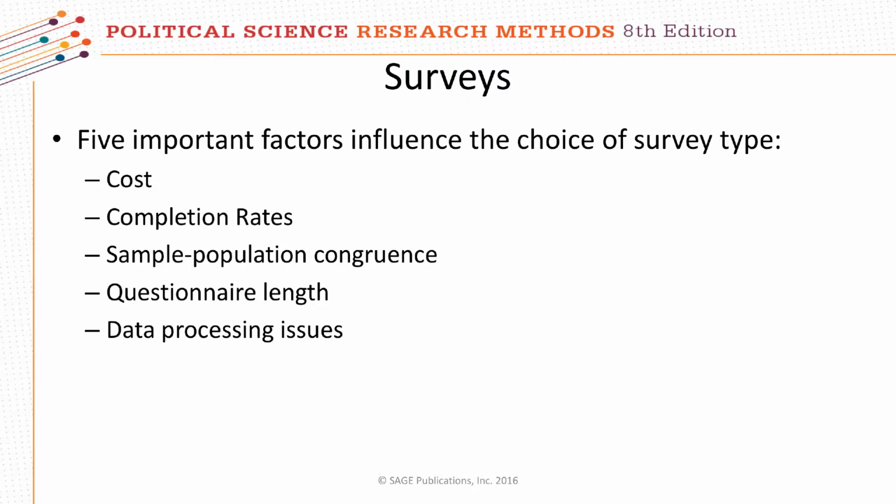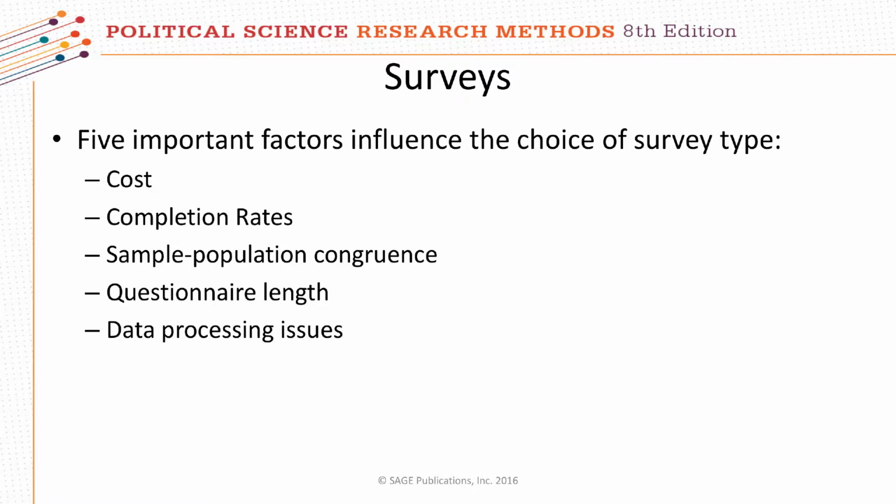There are 5 important factors that influence your choice of survey type. Number 1 is the cost. As I said, the reason that internet surveys are becoming preferred compared to telephone surveys is really because of their cost. It's much cheaper to do an internet survey. Completion rates also go up with internet surveys. So cost is good, and completion rates also go up. Telephone surveys are becoming very, very bad for completion rates.